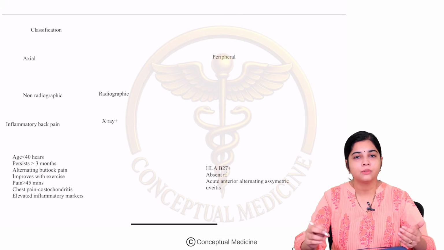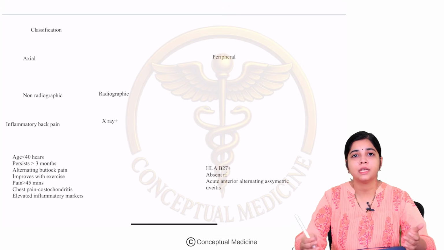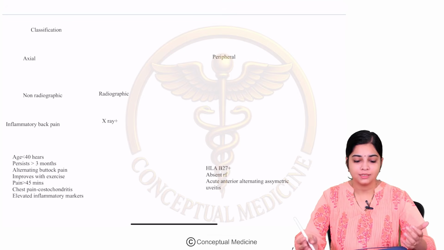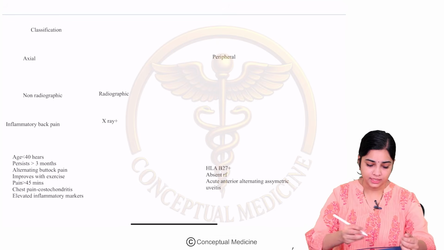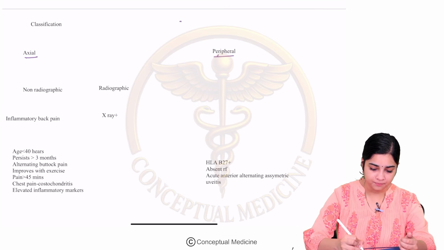We know that spondyloarthropathies involve both the spine as well as the peripheral joints. But the diseases can vary in presentation. Some of them can have predominantly axial or spine involvement, and some can have predominantly peripheral involvement. That is the reason why we classify spondyloarthropathies as axial SpA and peripheral SpA.